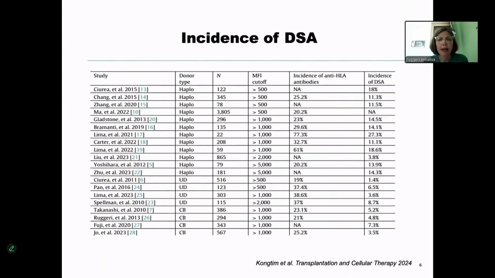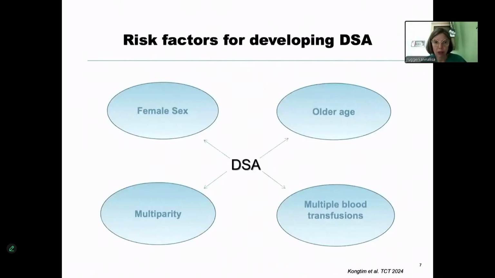So here is a recent analysis reporting how the incidence of DSA changes across the different types of transplant, of course, in the setting of more mismatch, ranging from 3 to 30% in the reported experience after haploidentical transplant versus 1 to 10% in case of unrelated donor, especially when a mismatched unrelated donor is used. And this is also a very well-known factor associated with graft failure in case of cord blood transplantation.